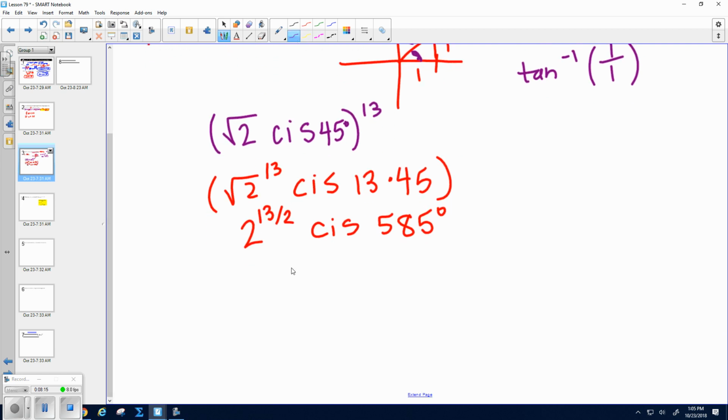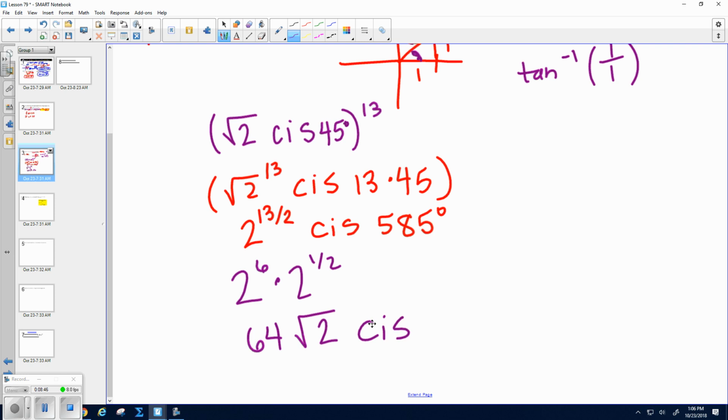Let's see, so 2 to the 13th power, how many times is 2 going to 13? 6 times. And then there's still another 1/2. That's the same thing right there. So 2 to the 6th is what? 64. Yeah, so I have 64, and I still have this root 2. This one's annoying. They're not usually like this weirdness, okay? And then I have cosine i sine 585.